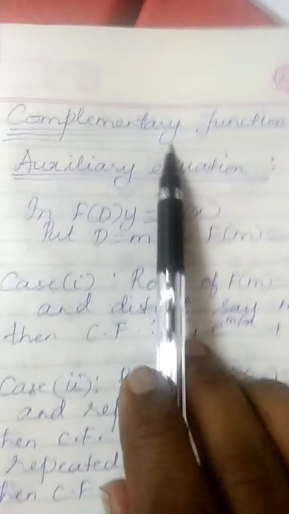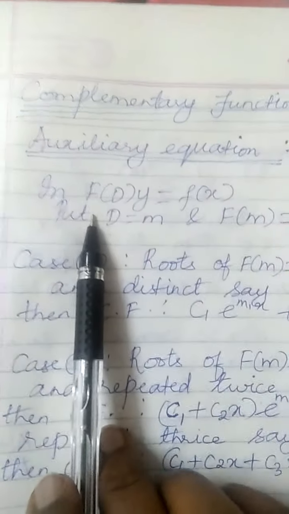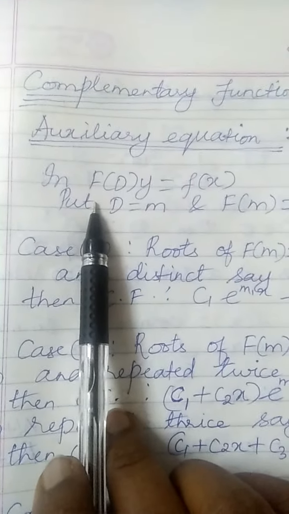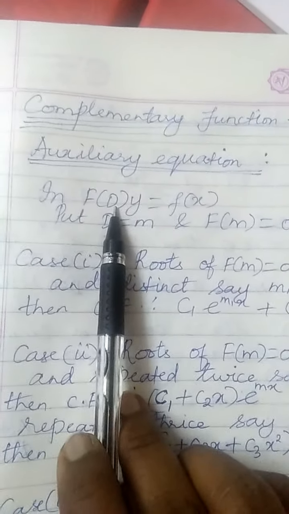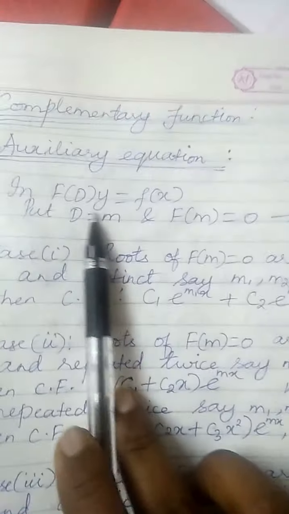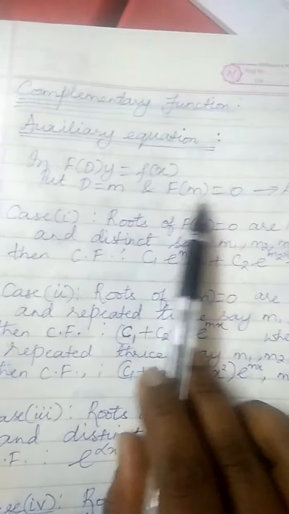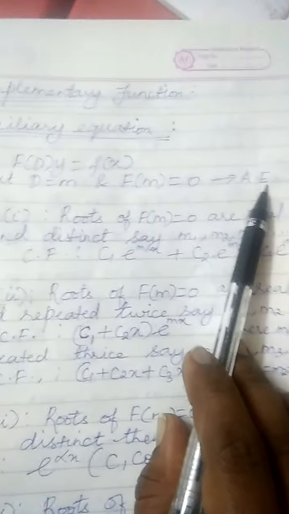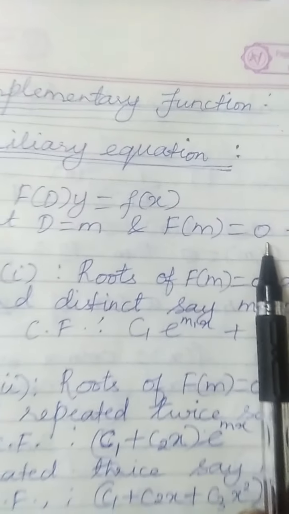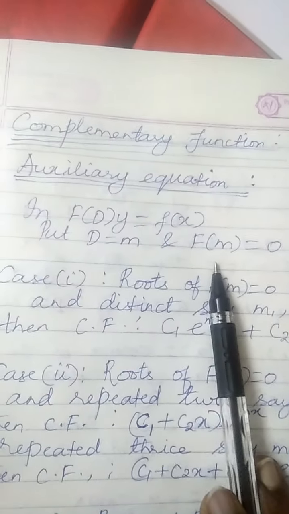Before we find the complementary function, the given differential equation should be written such that in f of D we put D equal to m and equate it to 0, f of m equal to 0. That equation is called the auxiliary equation. Having found the auxiliary equation, we have to solve it. It will be an algebraic equation.